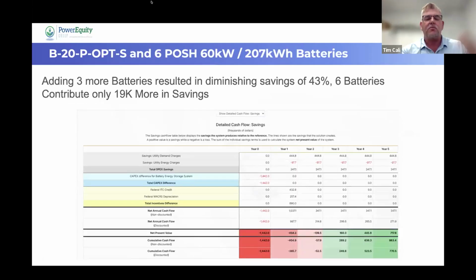So why not more batteries? Well, let's see what happens. Here's one test: 6 batteries, so we doubled the size of the system. This was really just getting batteries, using them as a ticket to the tariff. We don't have solar energy to offset more energy charges. So adding 3 more batteries, doubling the size of the digital twin to 6 batteries, the resulting savings from battery dropped 43%. The tariff savings don't change, but the battery savings dropped. So it's only giving you $19,000 more savings for the capex of 3 more batteries, and it's slowing down your return on investment, your break-even year. So 3 batteries was optimal.